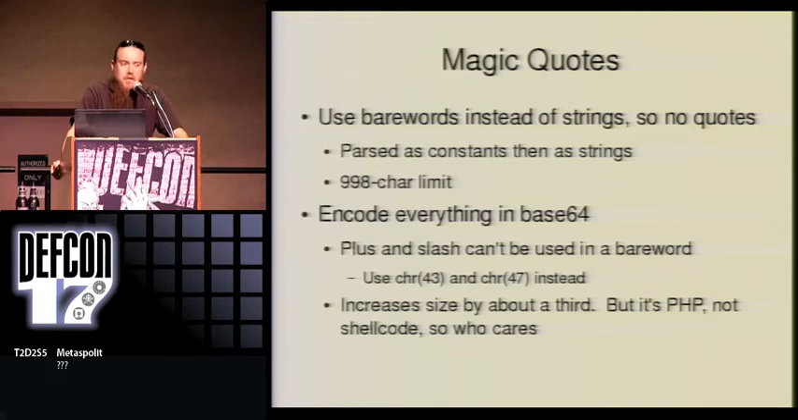But it's not that big of a deal, because we can just put everything in base64. And base64 has slashes and pluses, which kind of sucks, and equal signs. But we can just turn all the slashes into chr(43)s and all the pluses into chr(47)s, and it becomes the string that we want it to be. This increases all of our payload by about a third, but, I mean, it's not shellcode. Who cares? It goes in an eval or it goes in a file include. The size doesn't really matter.